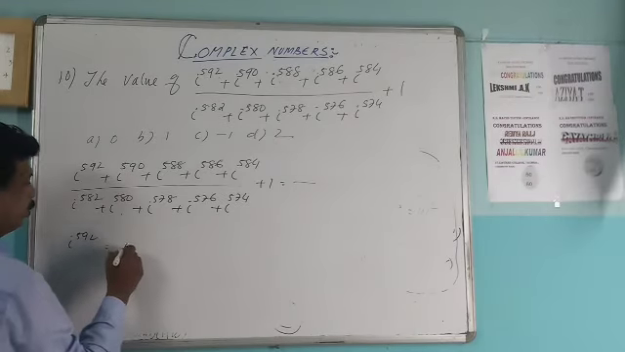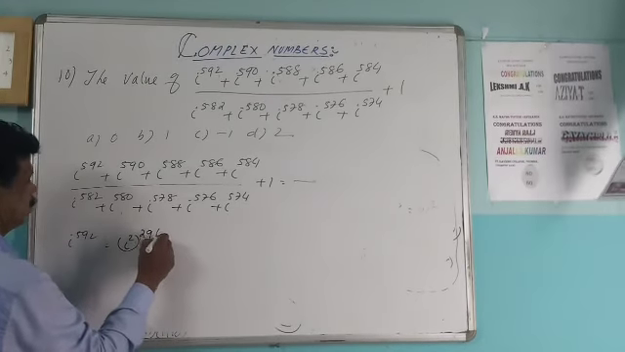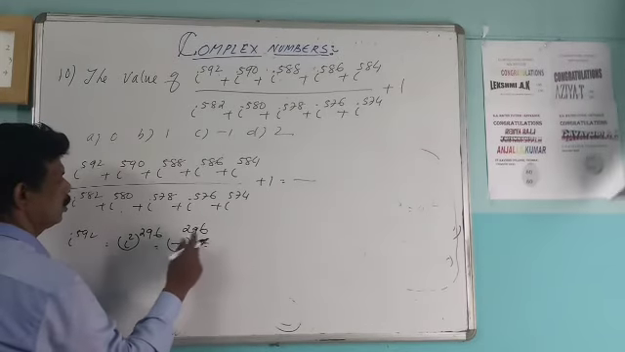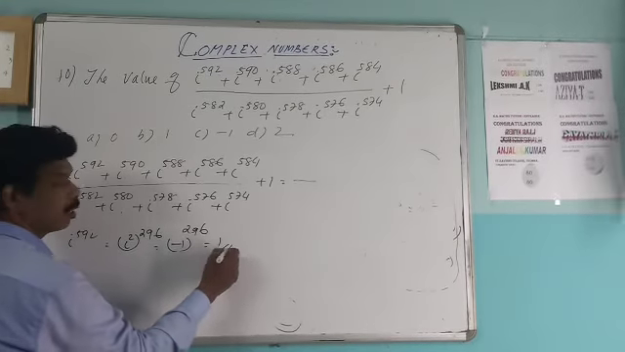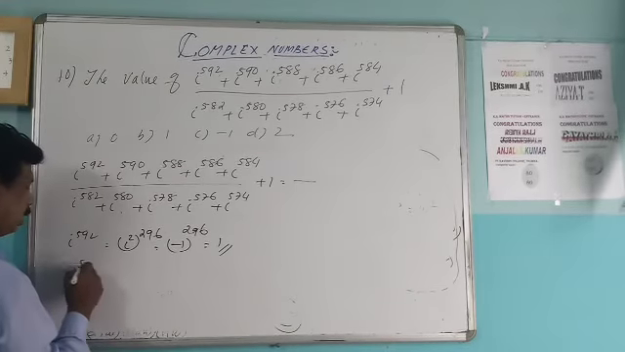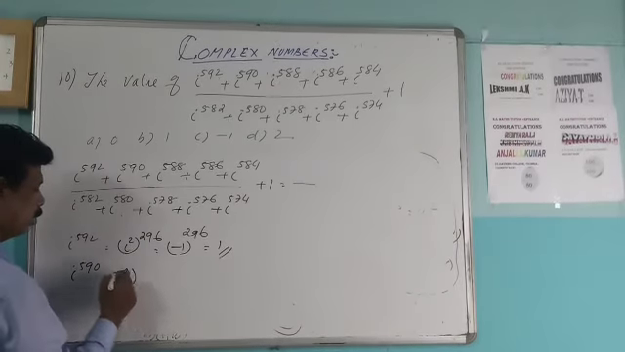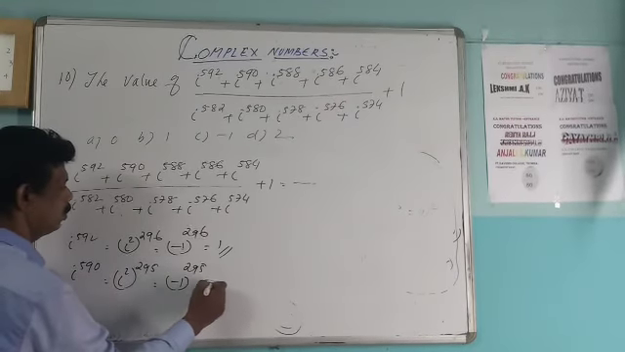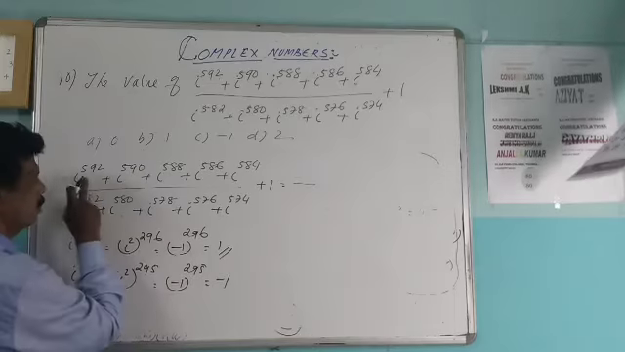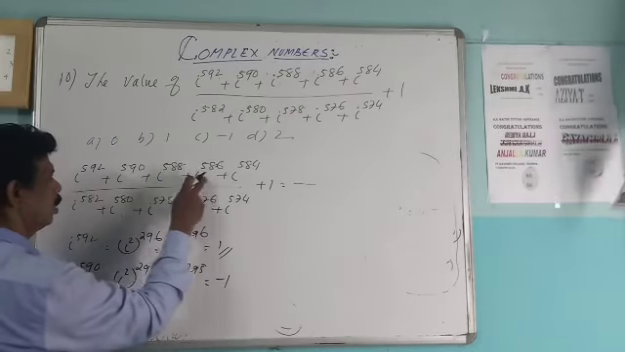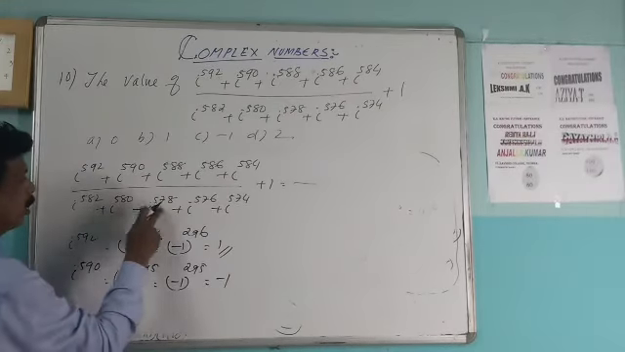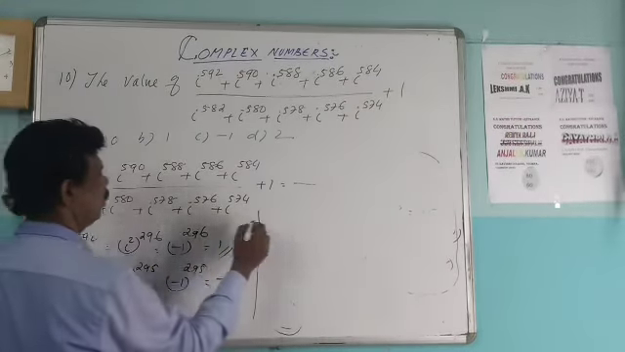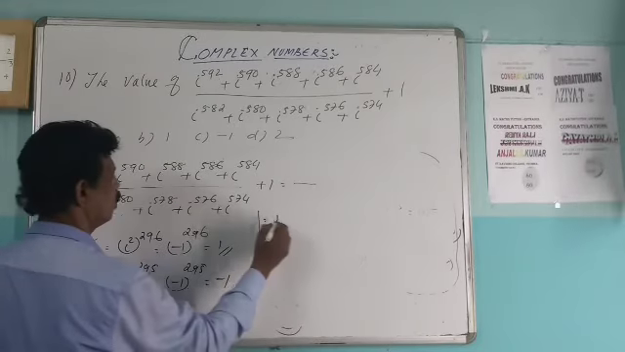i raised to 592 means i square all raised to 296. That is, minus 1 all raised to 296. The power is an even number, so this answer is equal to plus 1. Then i raised to 590 means i square all raised to 295, equal to minus 1 all raised to 295, equal to minus 1 because the power is odd. Like this it will go. If the power is even, the answer equals plus 1. If the power is odd, minus 1.